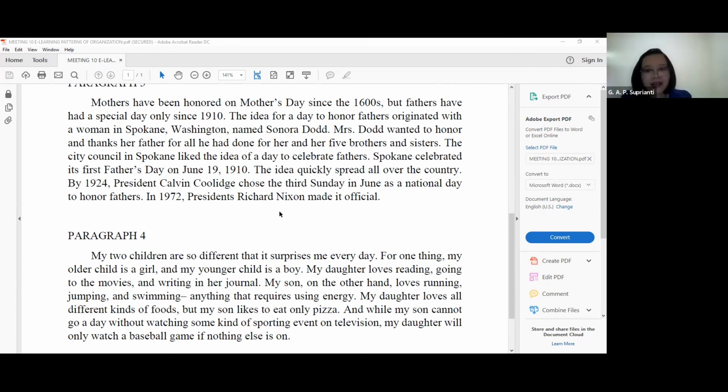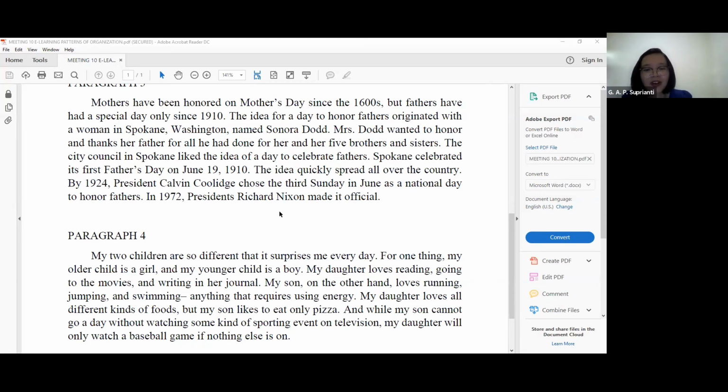Okay. So from the year, you can see, when we talk about sequence or time order, we need to identify the time. See the first sentence: mothers have been honored on Mother's Day since the year... Pada abad keberapa itu, ya, lama sekali ternyata originnya.